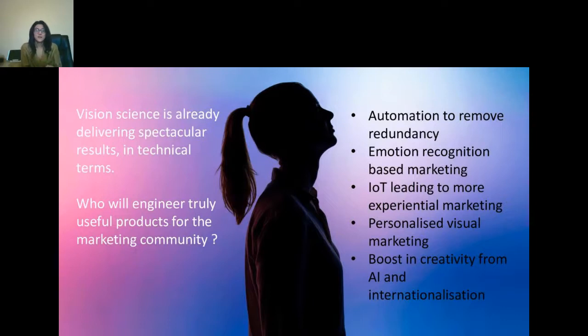Personalized visual marketing, I touched on this at some length earlier on. It means having some data about the individual that you're targeting and using that data to customize the branding that they see.